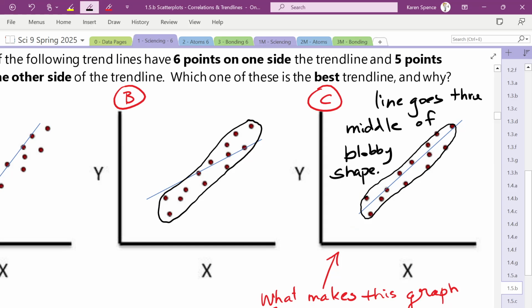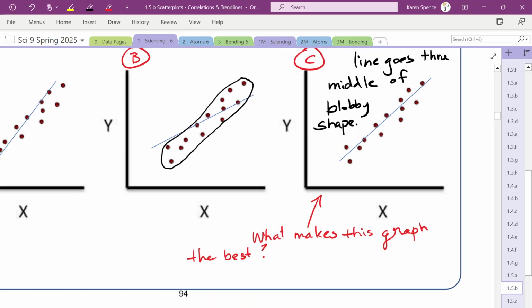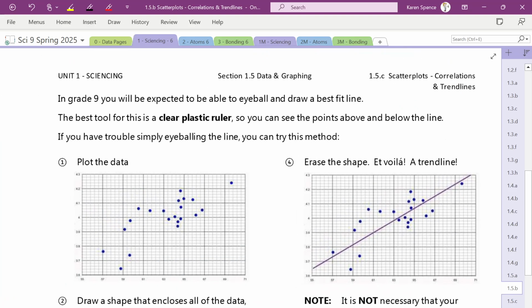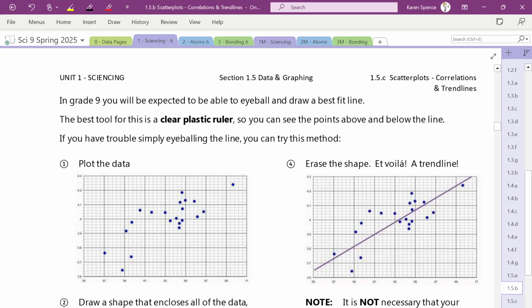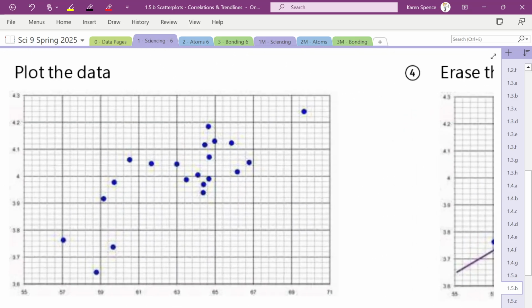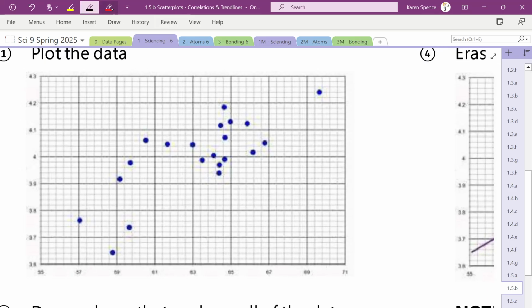Now, if you're actually drawing a graph, do you think you should leave the blobby shape there when you're done, or do you think you should erase it? You should erase the blobby shape when you're done. Just like that. Okay. We're going to practice drawing our blobby shape here. So let's try drawing a blobby shape on our next page.